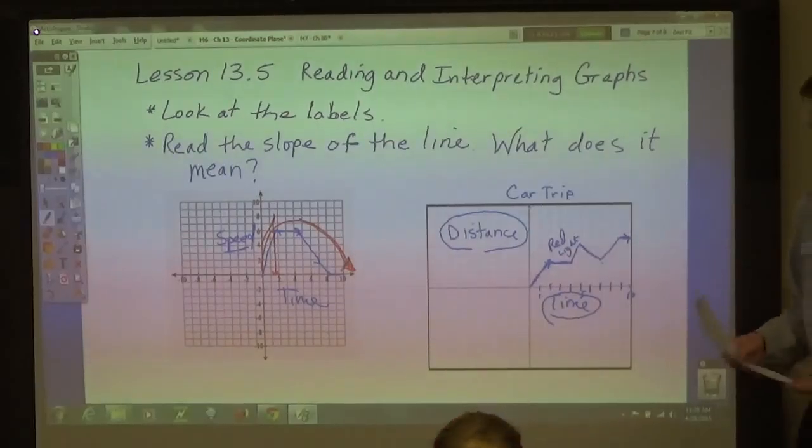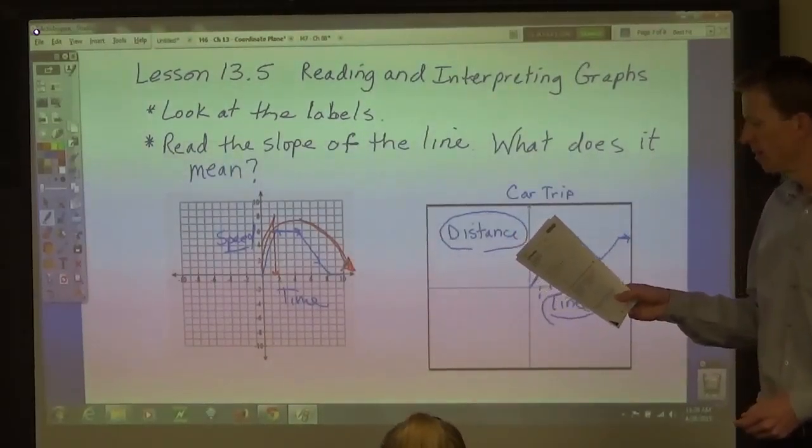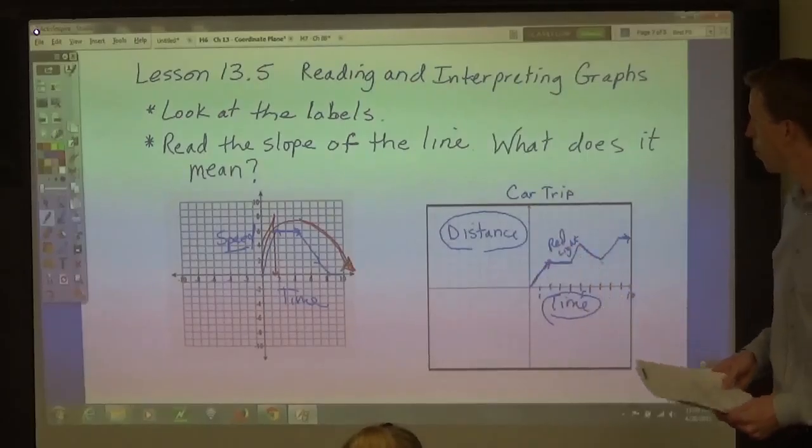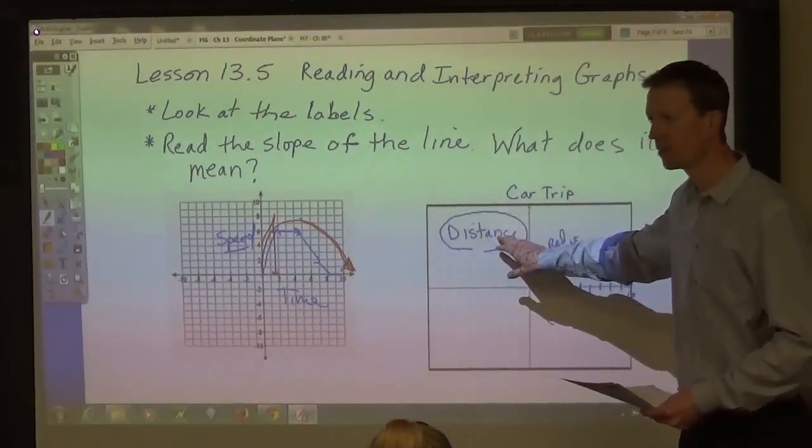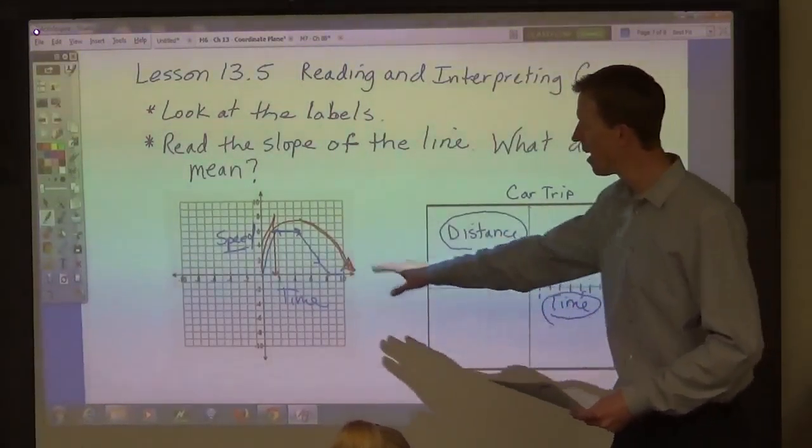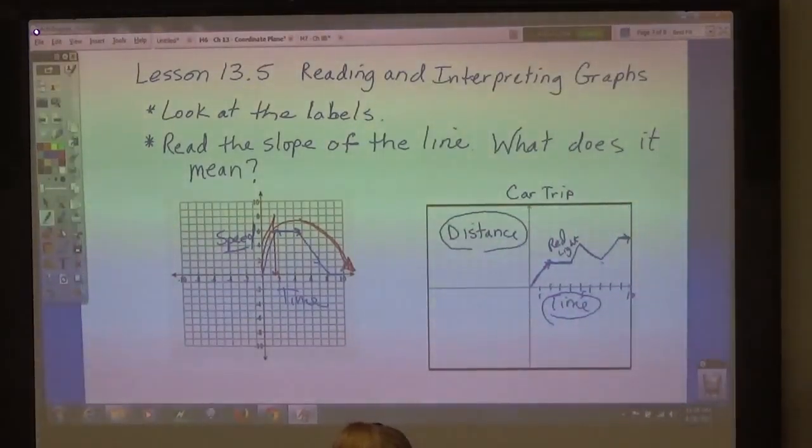Then you can practice this on the back side. There are graphs both of time and distance, and time and speed. You have to do the top. Yes, do the top. Okay? Yep.